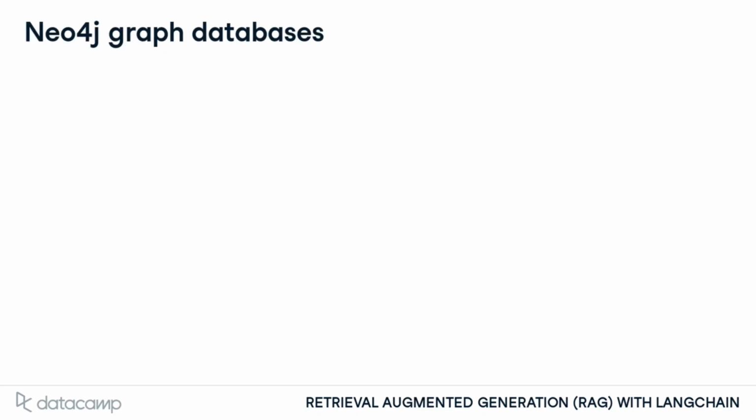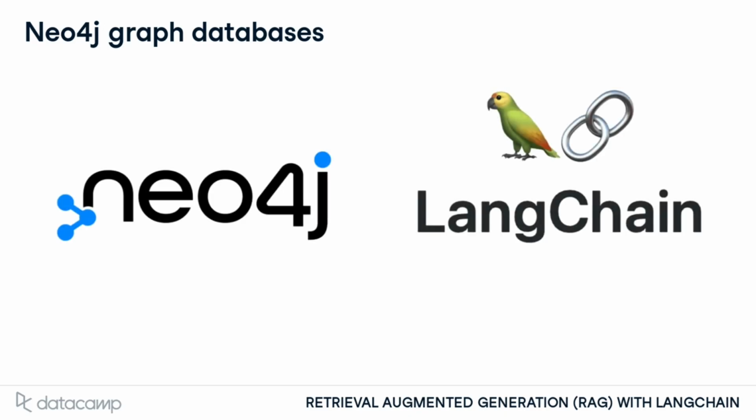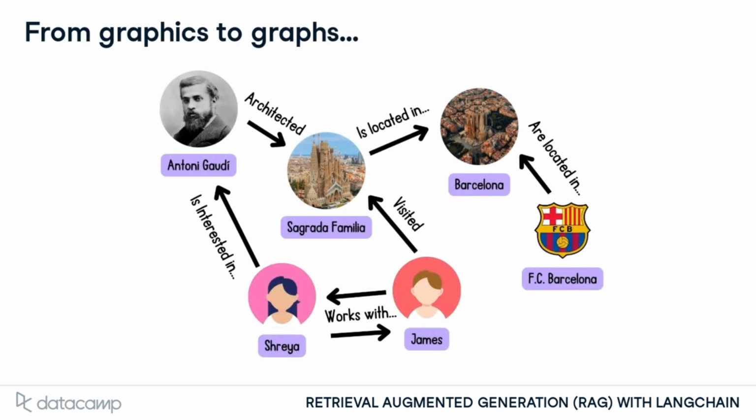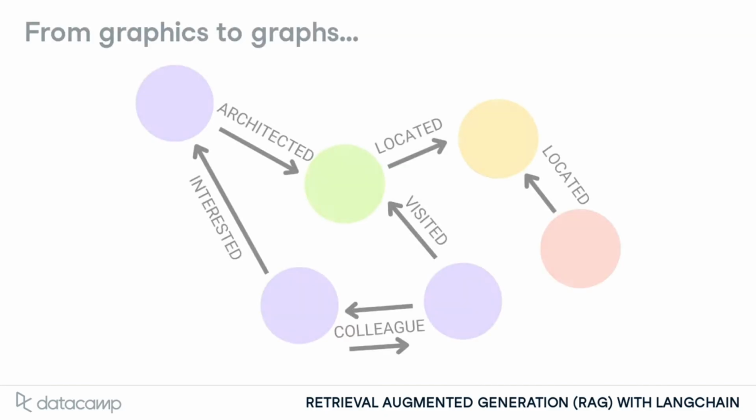Neo4j is a powerful graph database option designed to store and efficiently query complex relationships. Throughout this chapter, we'll integrate Neo4j with LangChain to build a graph RAG architecture. Let's return to our example and build a Neo4j graph using this information.